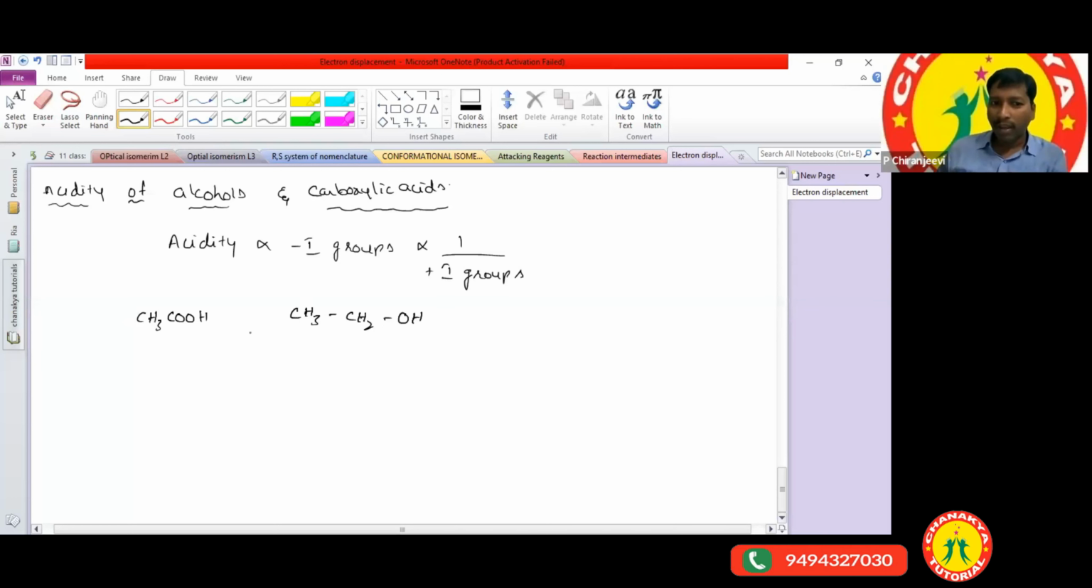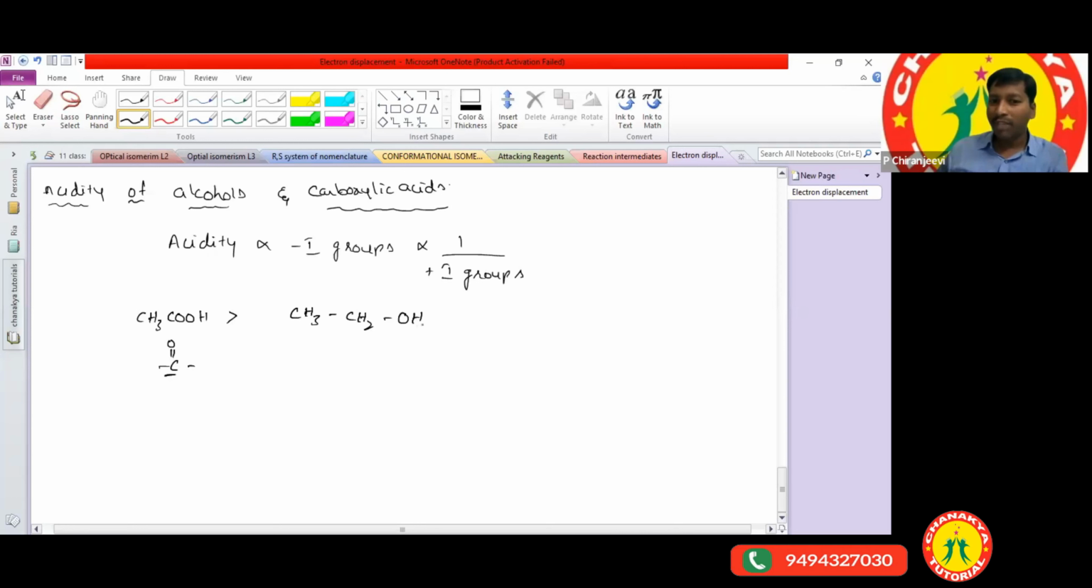If you compare these two, carboxylic acids are more acidic in nature. How? Because the C=O group is called an electron withdrawing group. Last time I told that the carbonyl group C=O is an electron withdrawing group. Electron withdrawing groups are nothing but minus I groups, and minus I groups increase the acidity.